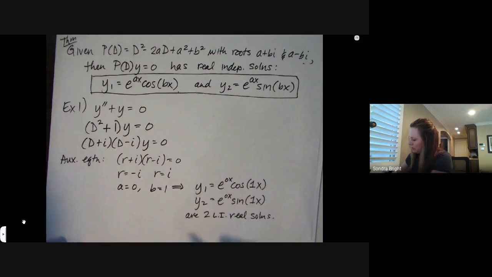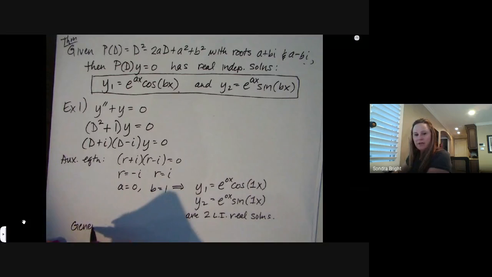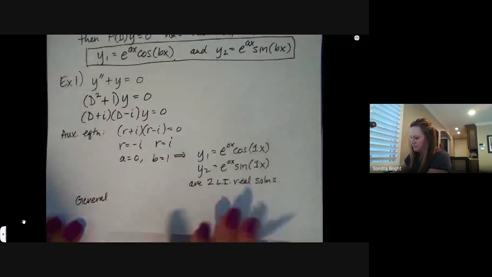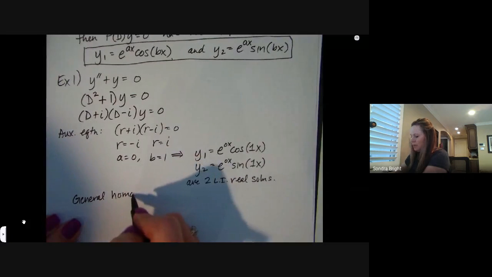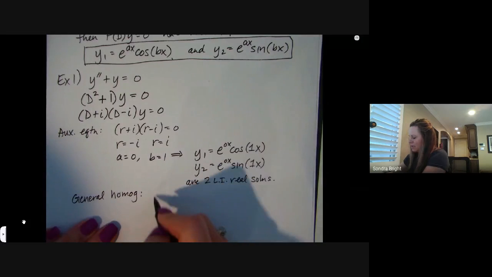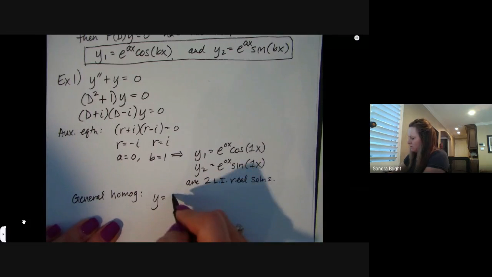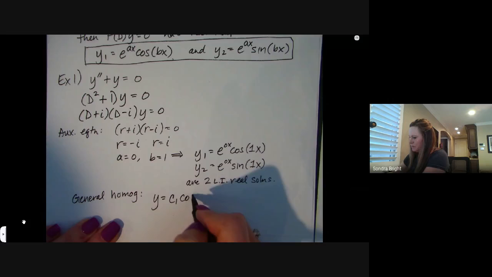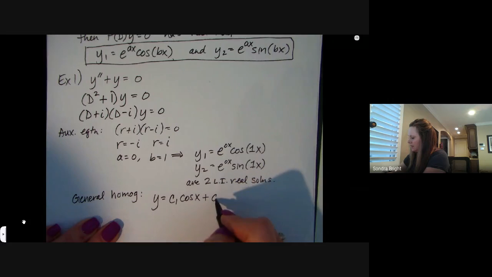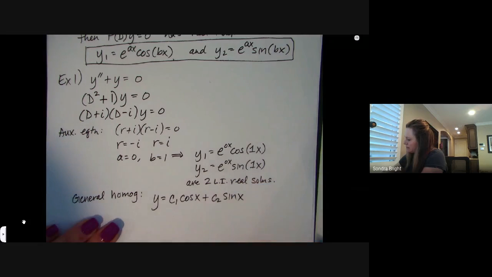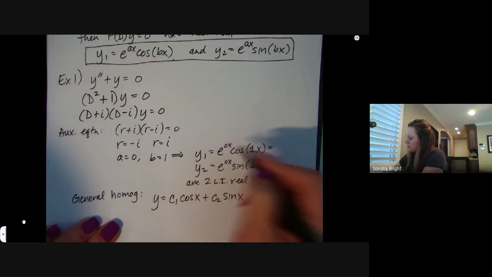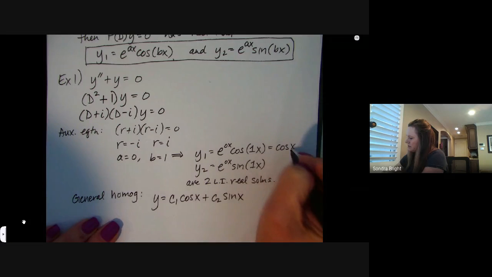So our general homogeneous solution is y equals c1 cosine of x plus c2 sine of x. Because obviously, e to the 0 is just 1, so this is just cosine of x, and this guy is just sine of x.